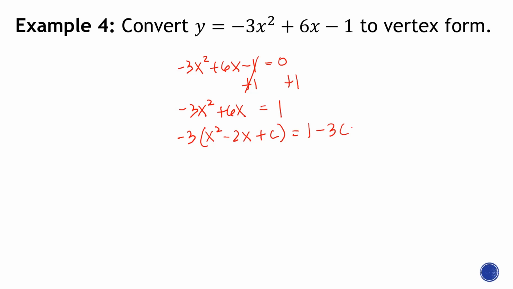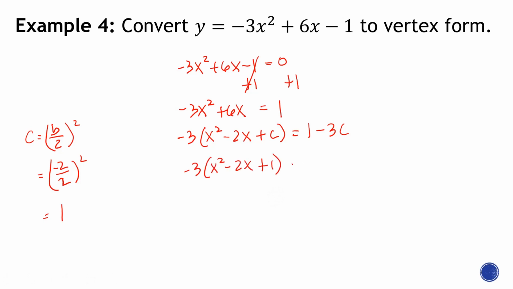Okay. And again, you might be thinking, why is it minus 3c? Because of this, minus 3 or negative 3, and then the c. So negative 3 times c is minus 3c. And then let's solve for c. It's b over 2 squared. This will be negative 2 over 2 squared, and this is equal to 1. So negative 3 times x squared minus 2x plus 1 equals 1 minus 3 times 1.